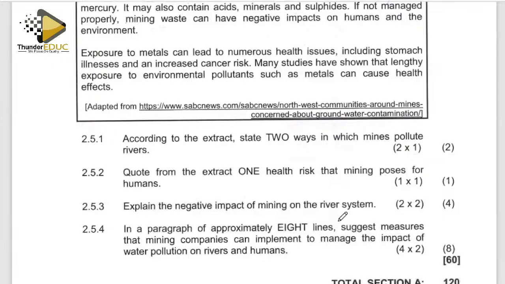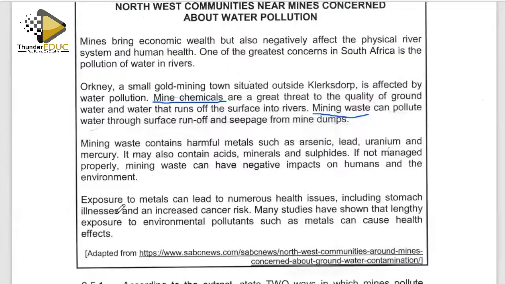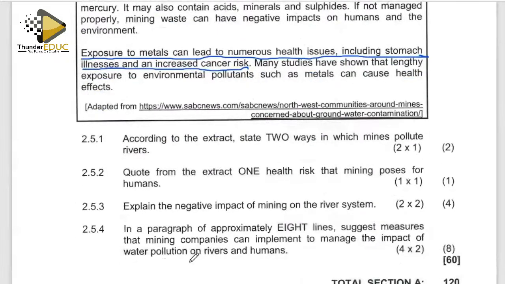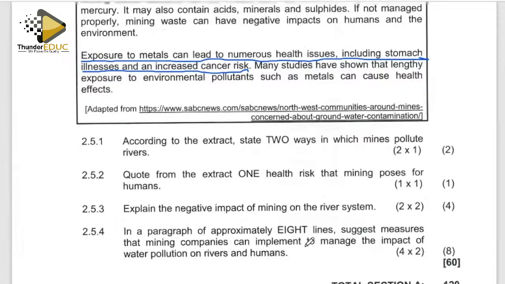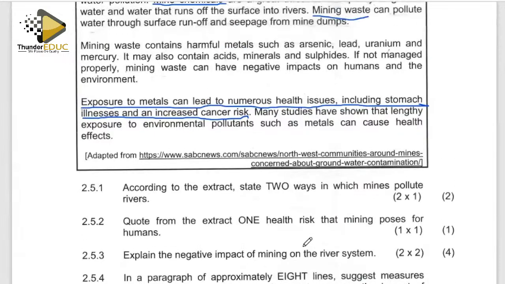Quote from the extract, one health risk that mining poses for humans. It says here, exposure to metals can lead to numerous health issues, including stomach illnesses and an increased cancer risk. So that is how mining poses health risks. Exposure to the metals from polluted water can lead to numerous health issues, and those health issues include stomach illnesses and an increased cancer risk.